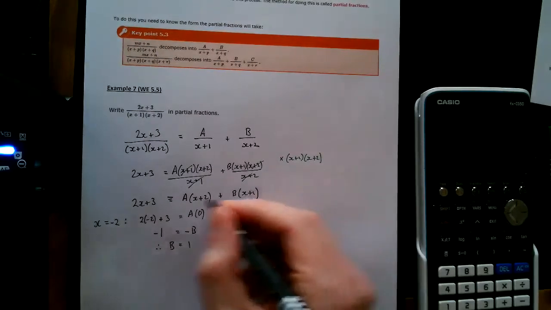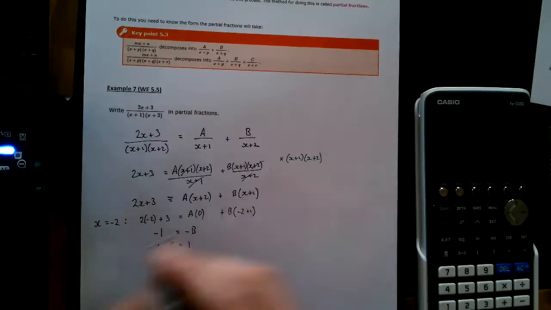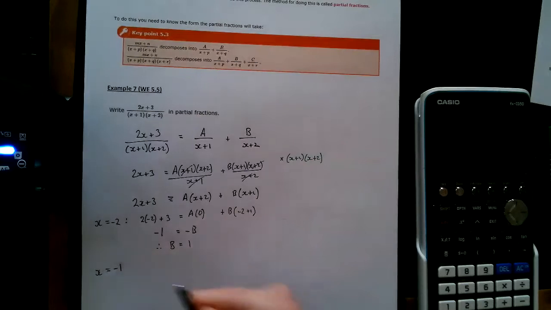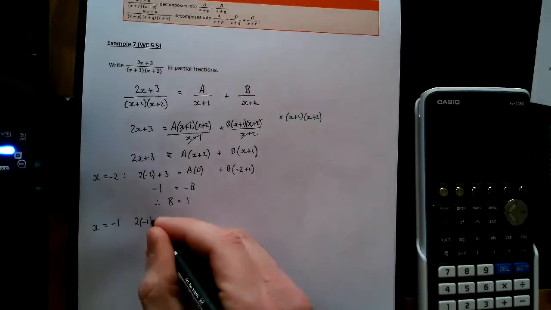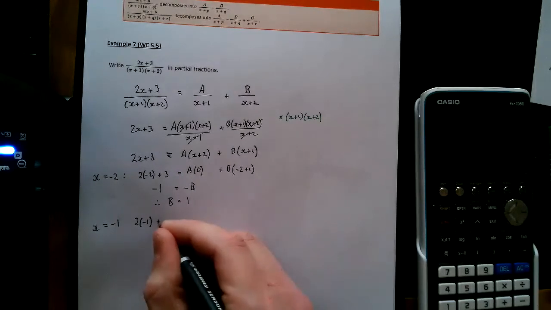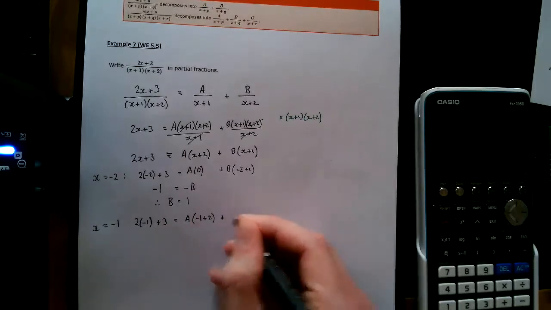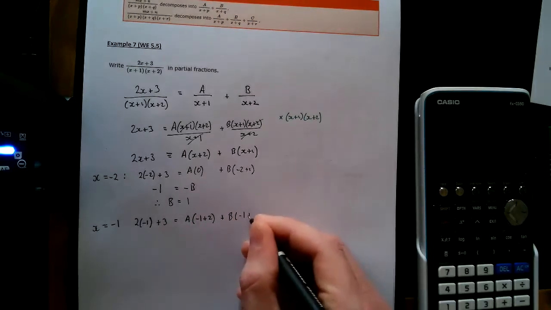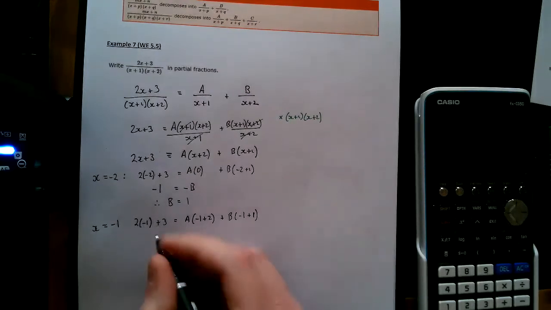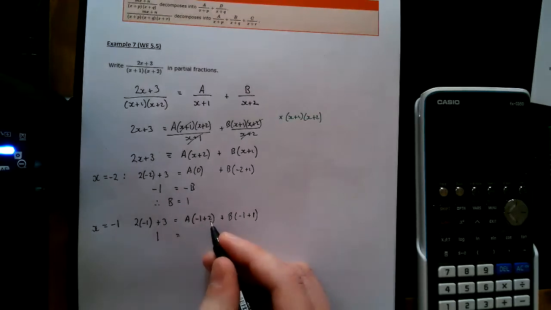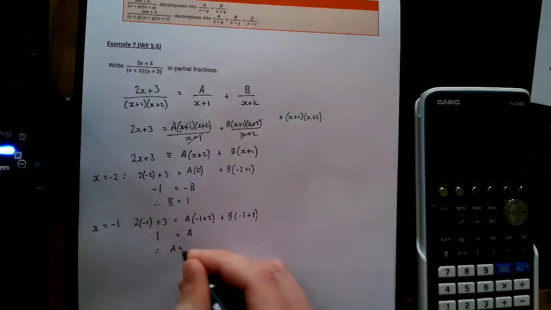Similarly, if I go back to here and I pick a clever value for x to make this bracket 0, so if I choose x is minus 1, we're going to get 2 lots of minus 1 plus 3, A times (minus 1 plus 2) plus B times (minus 1 plus 1), so that's just going to be 0. So here, minus 2 plus 3 is 1, minus 1 plus 2 is 1, so I just get 1 is A, so therefore A is 1.